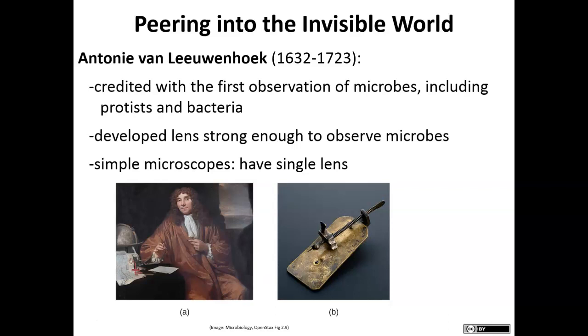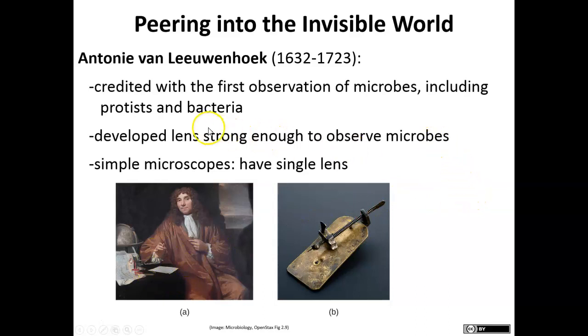The first individual that we're going to talk about is Antoni van Leeuwenhoek, and he is credited with the first observations of microorganisms, including both protists and bacteria. In our last chapter, you saw the microscope that he produced. It was a very simple structure. It had a single lens. You can see it right here in this figure from your textbook, B. And this is Antoni van Leeuwenhoek here.